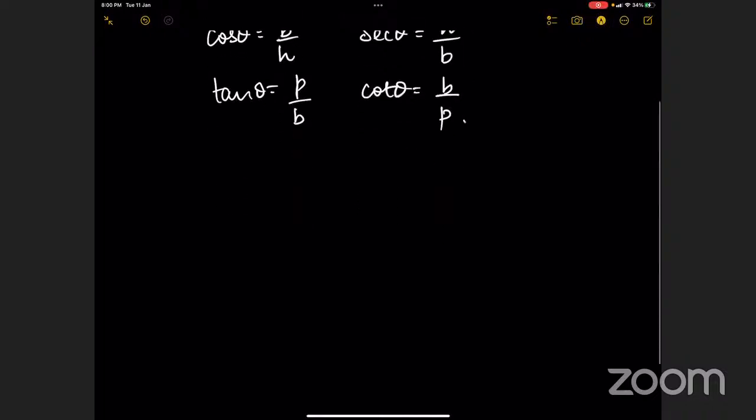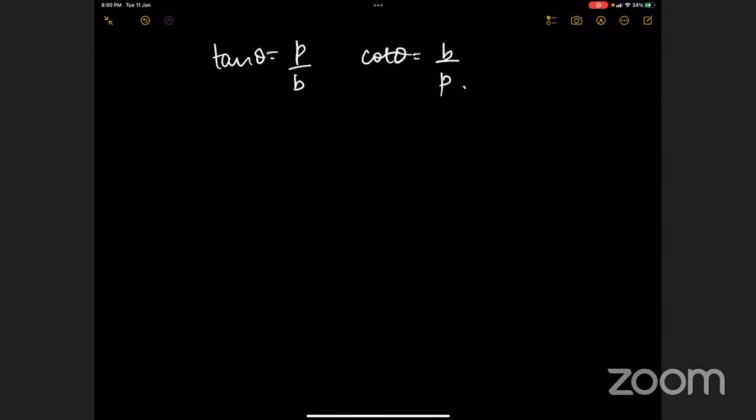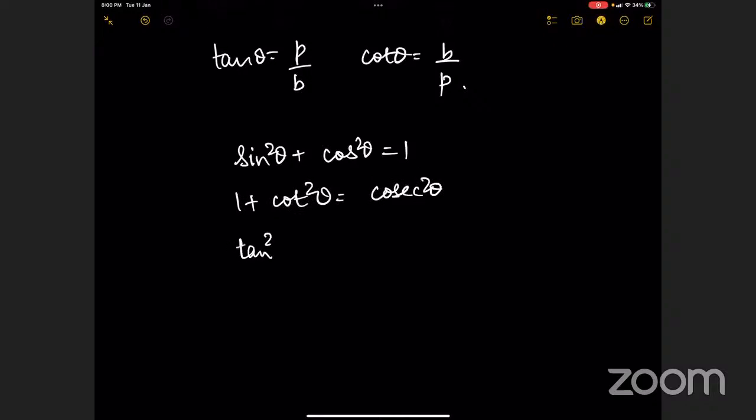All right. Now, next thing is, can you tell me 3 identities which we discussed yesterday? It was sine square theta plus cos square theta equals 1. And the other one? That would be 1 plus cot square theta equals cosec square theta. And the third one is tan square theta plus 1 equals sec square theta.